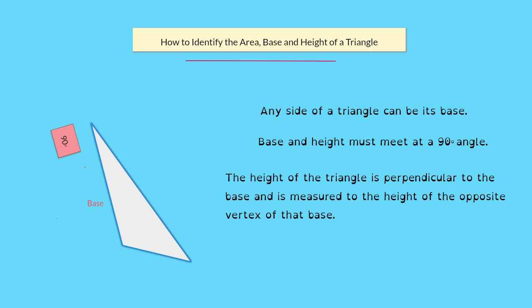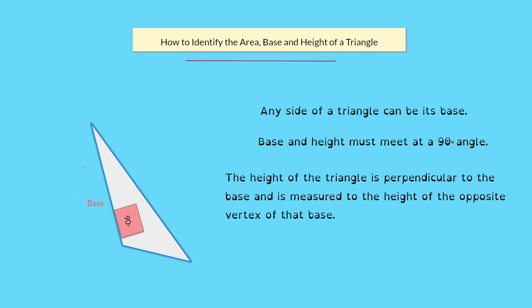Now, what if the left side of this triangle were the base? Well, it is the same process. Base and height must meet at a 90-degree angle. All right, must meet at a 90-degree angle. And so we take our 90-degree angle, we line it up with our base. And then we ask ourselves, what is the opposite vertex to the base?